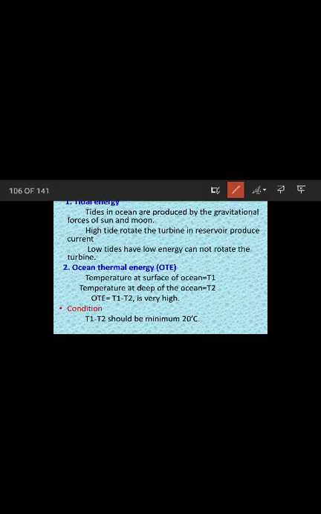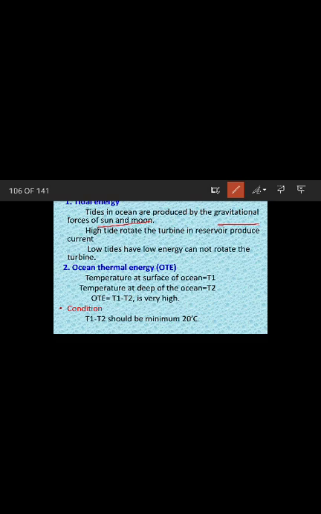The tides in oceans are produced by the gravitational force of the sun and moon. High tide rotates the turbine in the reservoir and produces current. Low tides have low energy and cannot rotate the turbine. So whenever there is a high tide, there will be production of current.